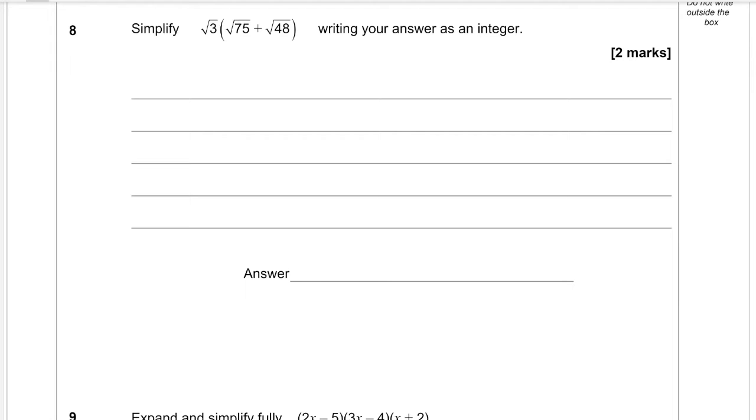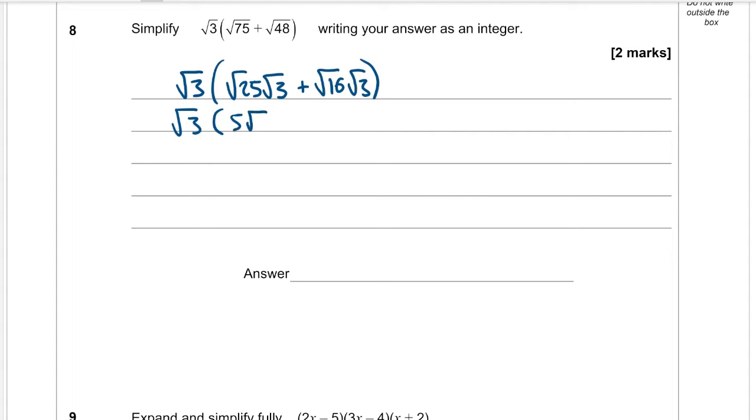Okay, simplify. I'm going to multiply out these brackets. Actually, I want to keep my numbers lower. So what I'm going to do is simplify first inside the bracket. So 75 is the same as 25 times by 3. And 48 is the same as 16 times by 3. Okay, this is going to make it much easier, because now what I've got is 5 root 3 and 4 root 3.